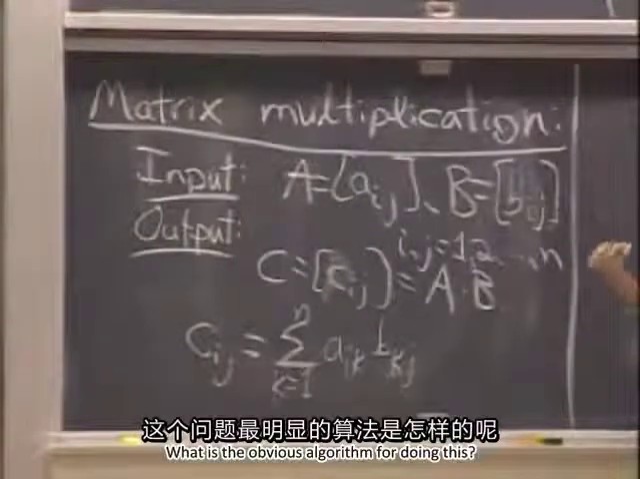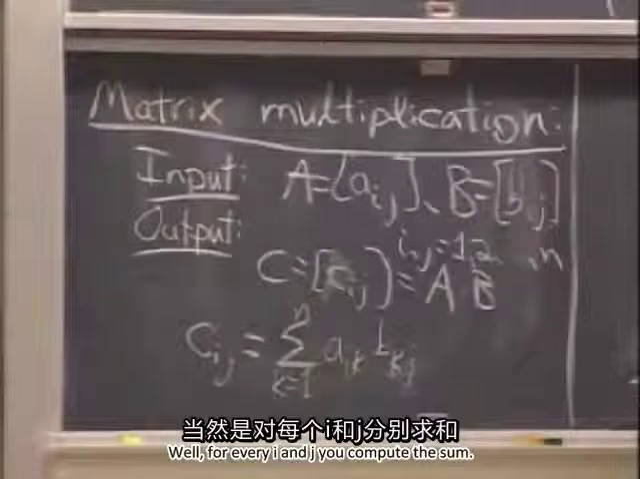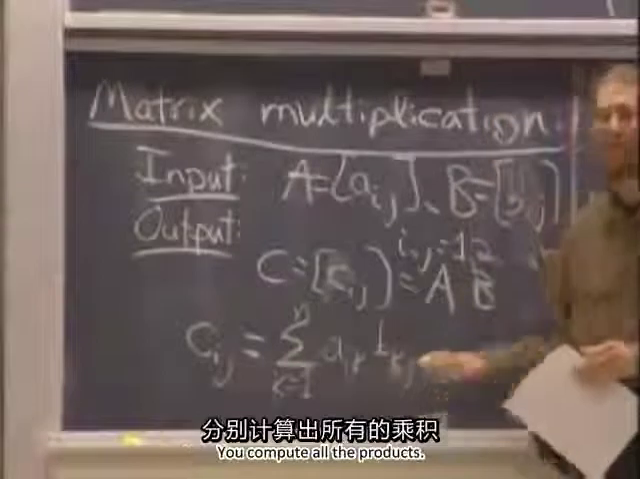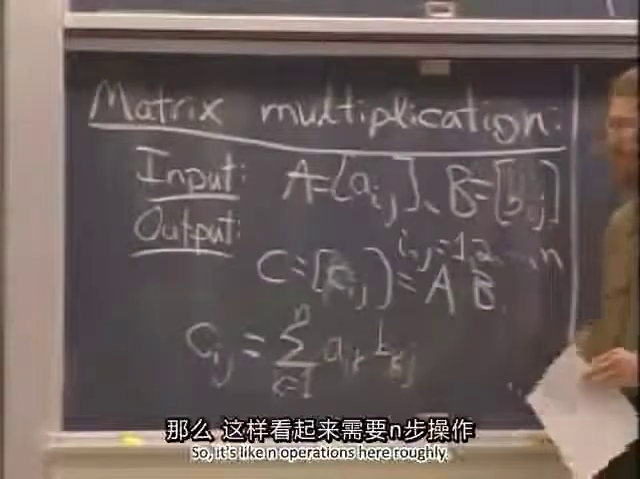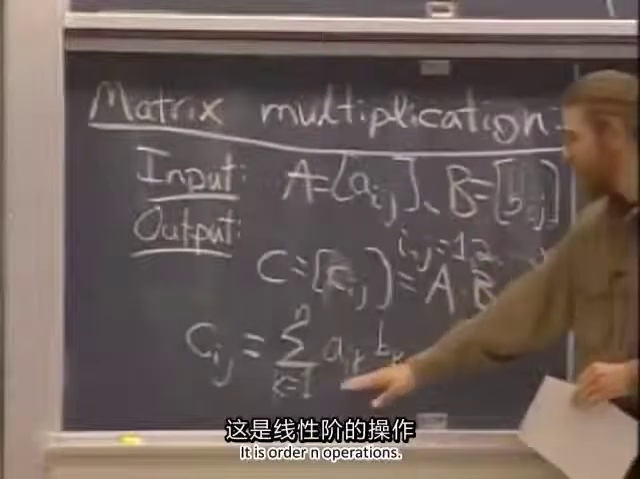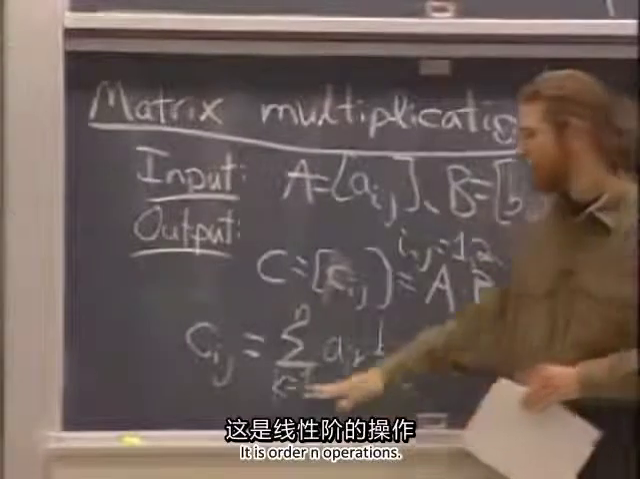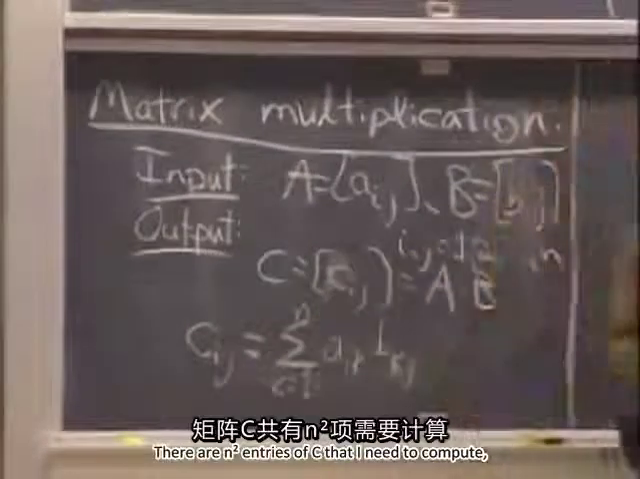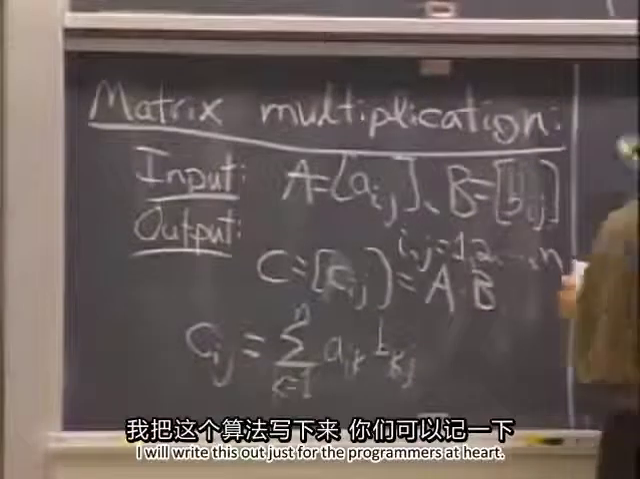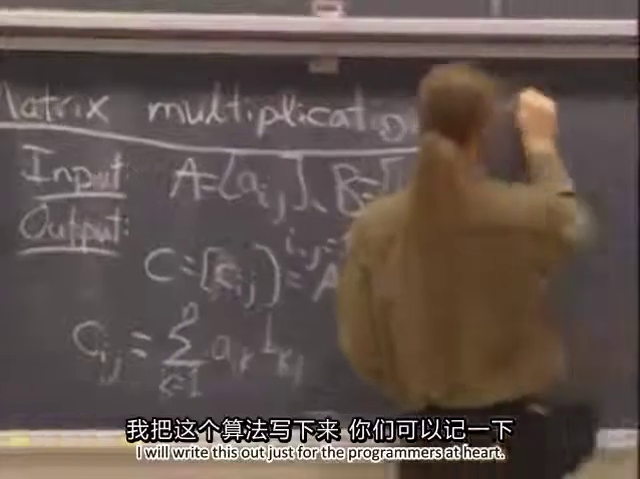So what's the obvious algorithm for doing this? Well, for every i and j, you compute this sum. You compute all the products, you compute the sum. So it's like n operations here, roughly. I mean, like 2n minus 1, whatever. It's order n operations. There's n squared entries of C that I need to compute, so that's n cubed time. We'll write this out just for the programmers at heart.